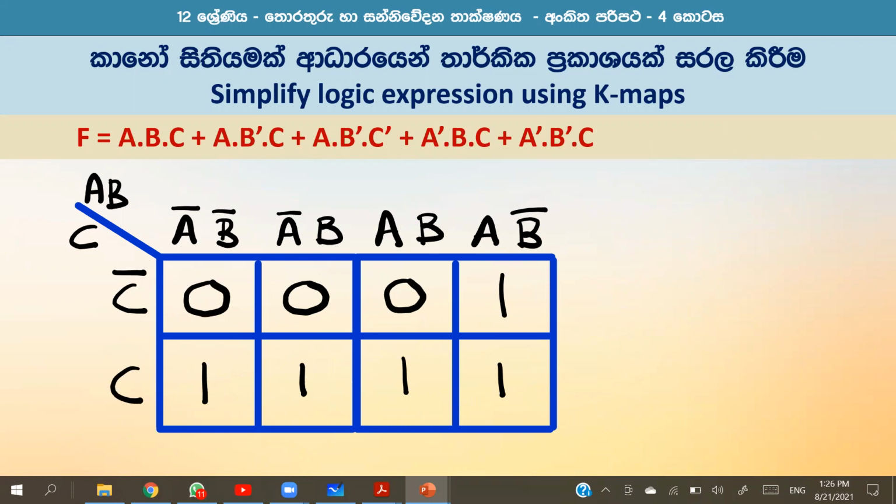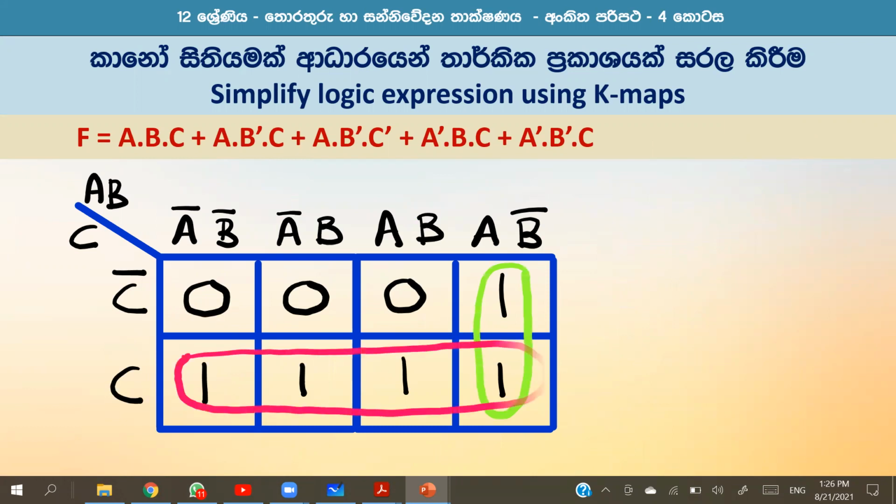So how can we do the grouping? The bottom line ones, four ones together, we can group. It is one big group, right? And the right hand side, two ones, we can group them together, right?